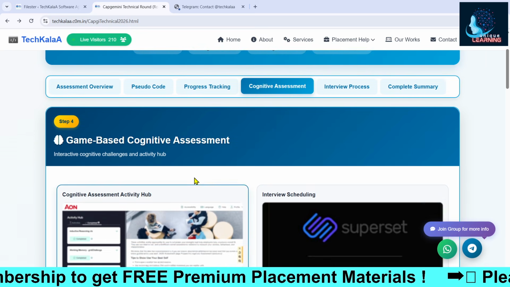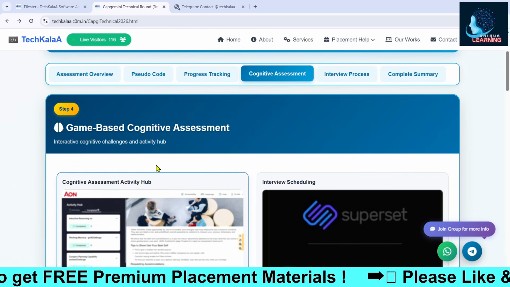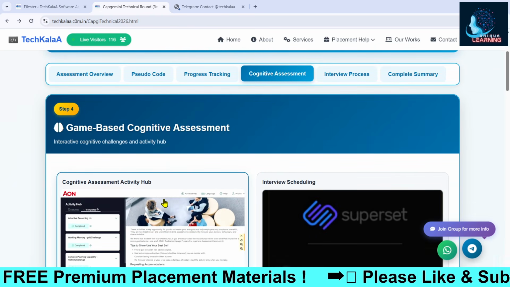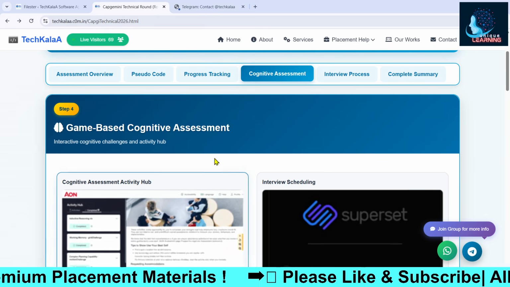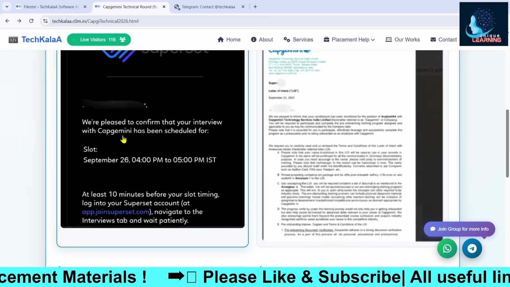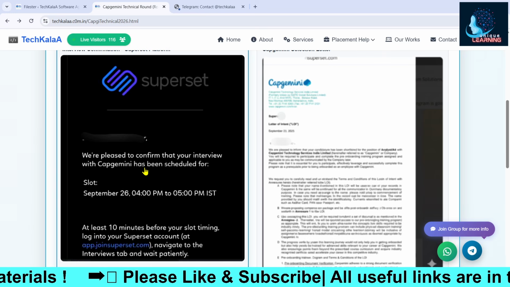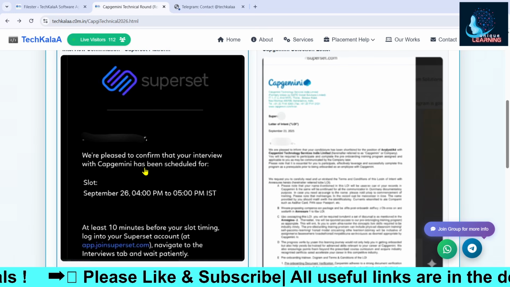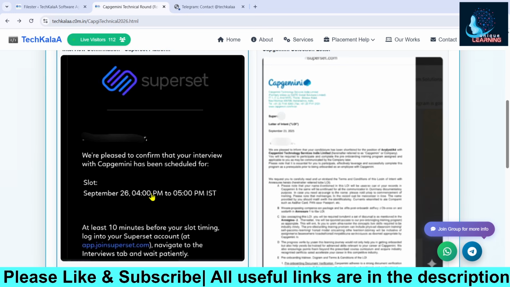So these are the gamified round questions. If you qualify all these things, the coding questions, MCQ, pseudo code, and the gamified round, you will be having the interview mail like this from Superset. "We are pleased to confirm that your interview with Capgemini has been scheduled for this slot." This is a previous screenshot of a student.